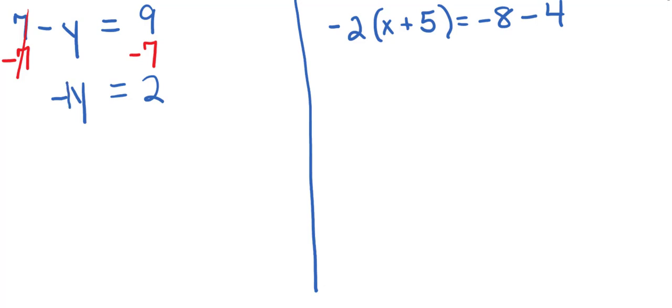And so now we'll divide. It's multiplied by y, so we'll divide by negative 1. And that gives us y equals negative 2. So it's okay if this is turned around. Just the 7 is what we want to get rid of, and its sign is in front of it.